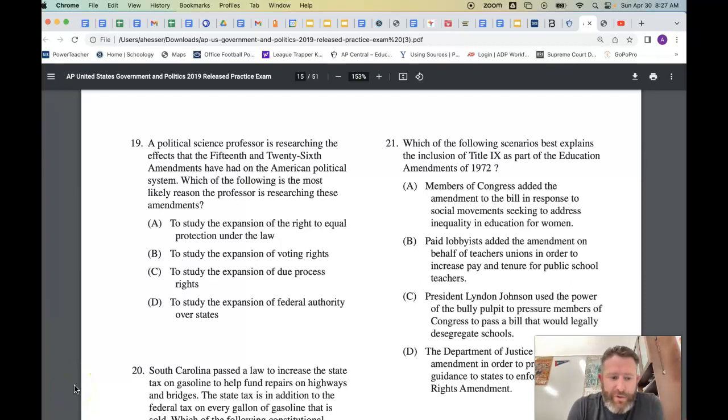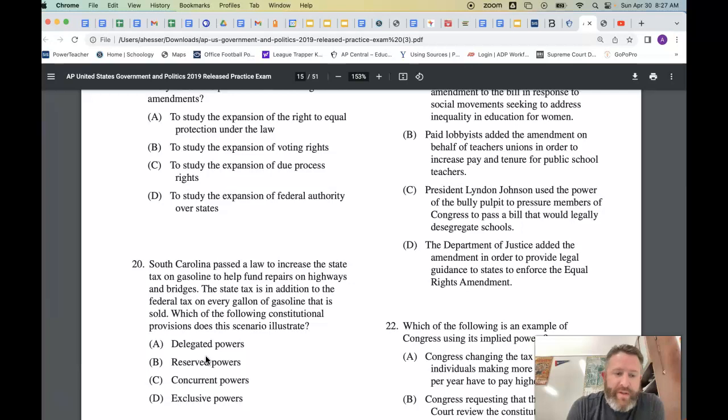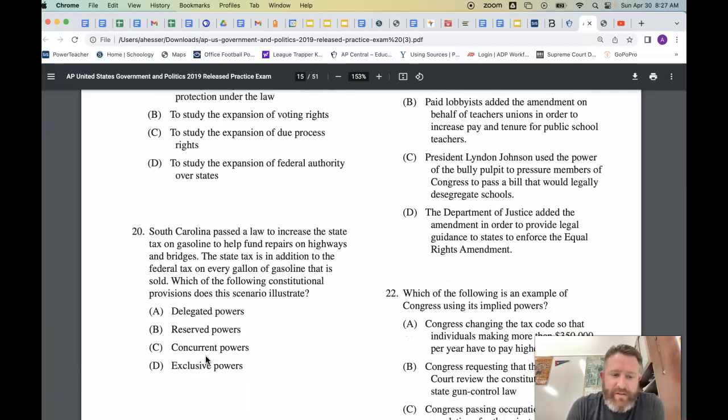Okay, video number 2. Number 20. South Carolina passed a law to increase the state tax on gasoline to help fund repairs on highways and bridges. The state tax is in addition to the federal tax on every gallon of gasoline that is sold. Pay attention to that wording. The state tax is in addition to the federal tax on every gallon of gasoline that is sold.